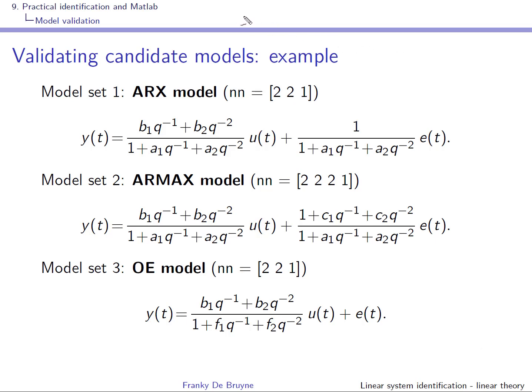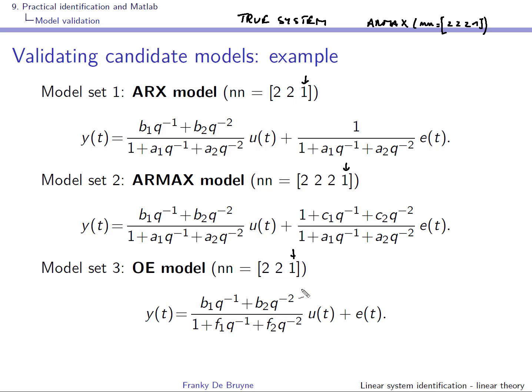Remember that the true system is an ARMAX system, and it has 2 for NA, 2 for NB, 2 for NC, and a delay of 1. Here in all the models, we'll assume that we know the correct delay, which is 1, as you can see.